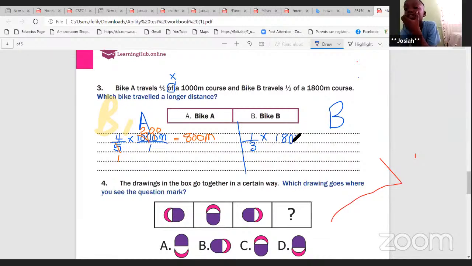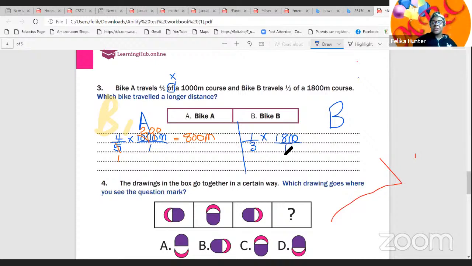Cross out and put a line on the 1,800 and put one under it. Okay, so we turn the 1,800 into a fraction by putting it over 1.